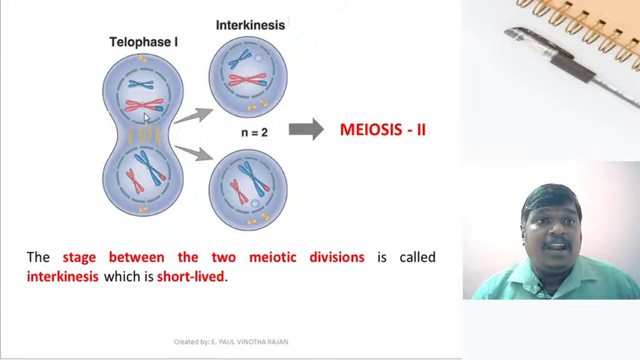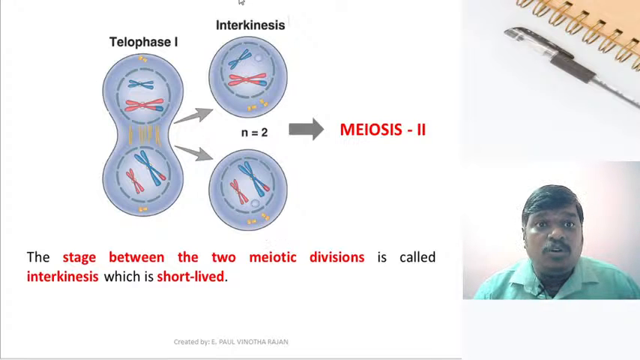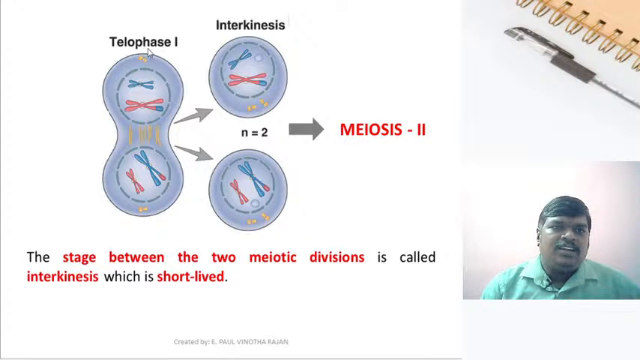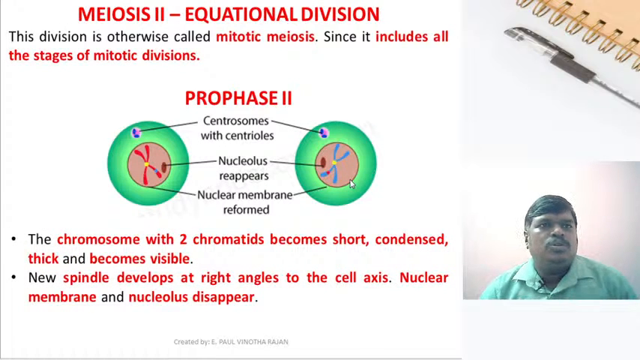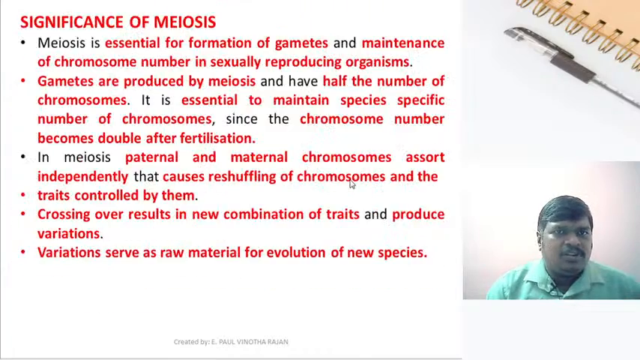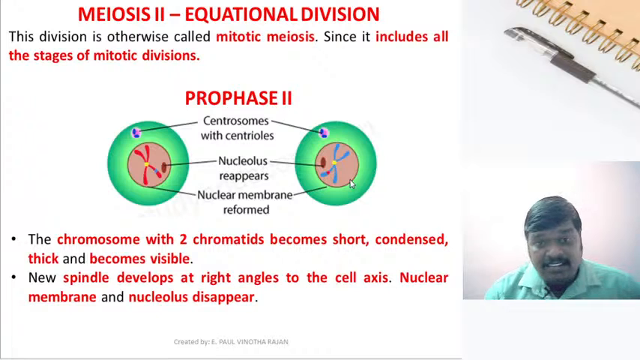And now after telophase 1, the cell enters into interkinesis. Interkinesis is a very short-lived period. After interkinesis, the two daughter cells that are formed at the end of telophase 1 will move to meiosis 2. From meiosis 2, there are a few slides, only around 8 slides. I'll do it in the next class.